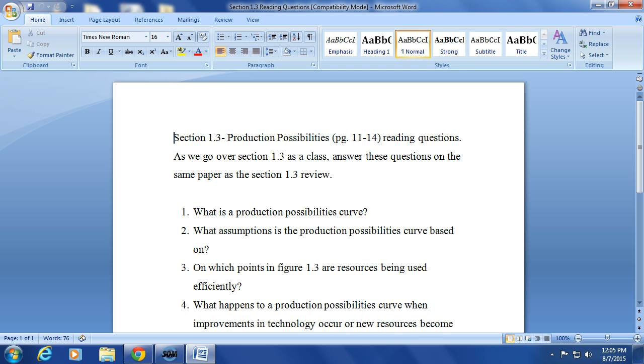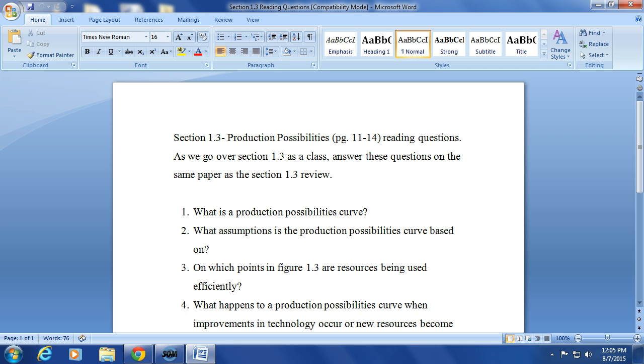And take a look at page 12. You can see in red it says production possibilities. It says trade-offs and opportunity costs can be illustrated using a production possibilities curve. A production possibilities curve shows all the possible combinations of 2 goods and services that can be produced within a stated time period given 2 assumptions.